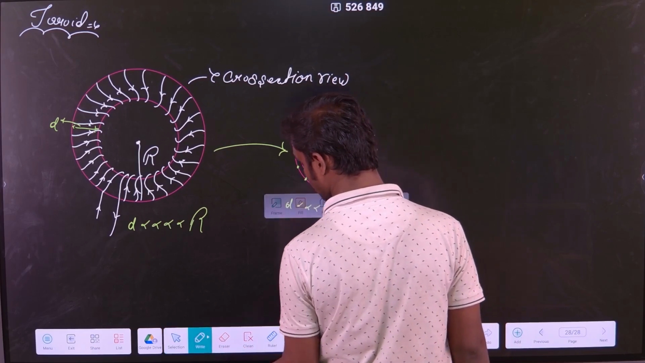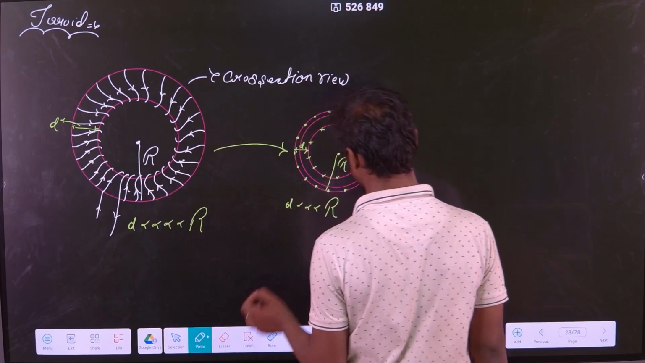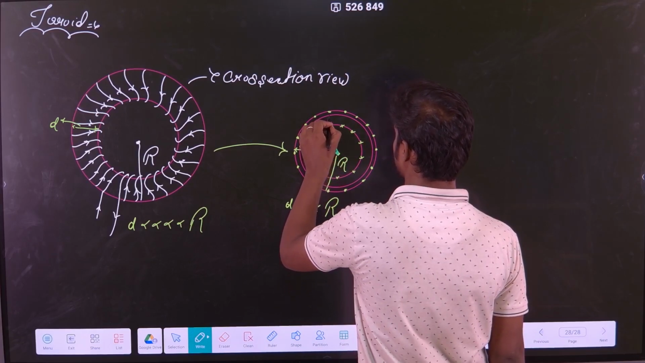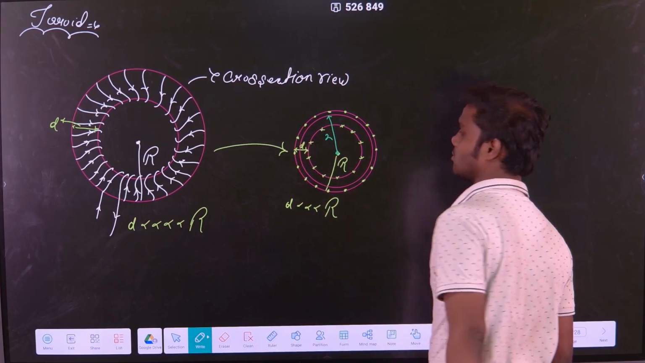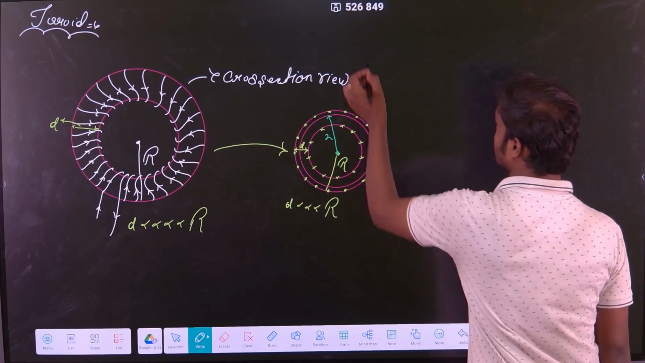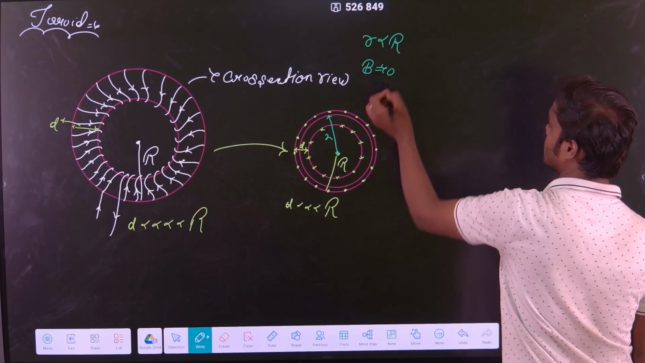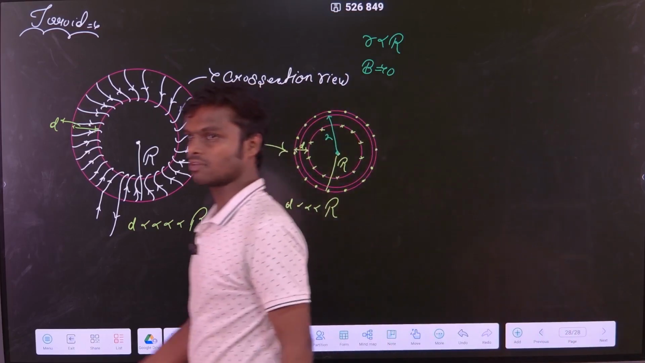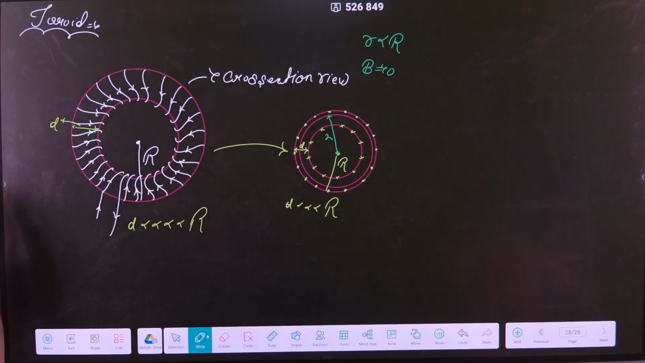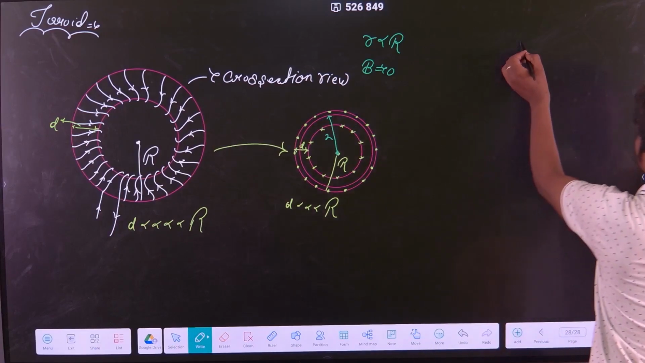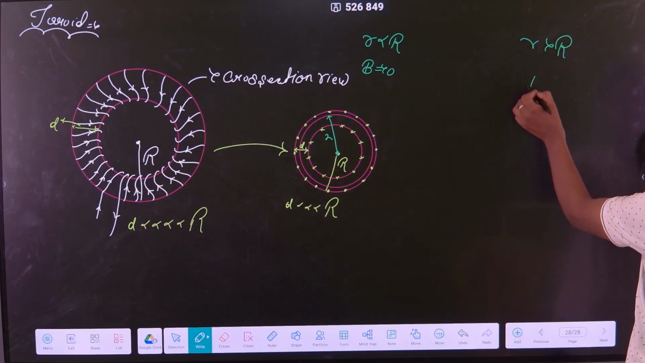Magnetic field in this region. Okay, in this region R. Because see, if my R is less than capital R, again the magnetic field will be 0. Correct? R less than capital R, the magnetic field will be what? It will be 0. Obviously, for R less than capital R, the magnetic field will be 0. Correct or not? If I take R greater than capital R, then again the magnetic field will be 0.